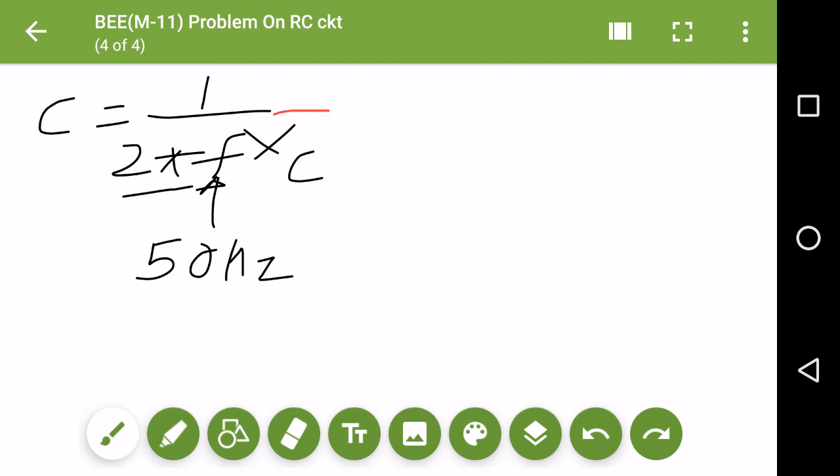The second and last thing is your Xc. This value Xc is the capacitive reactance, which is not given. The value of the capacitive reactance is not given to us. So before calculating C, we need to find the value of the capacitive reactance.